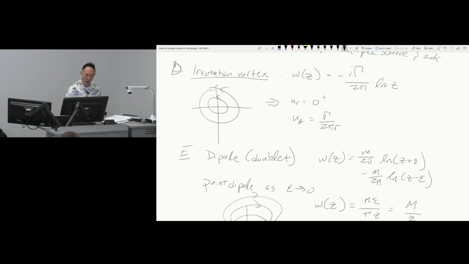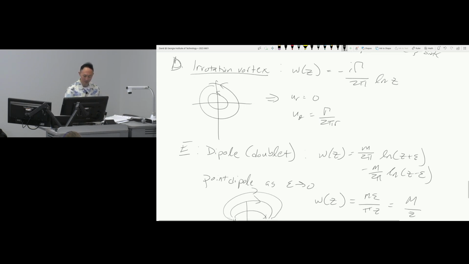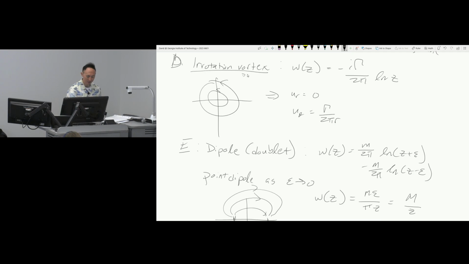So that's why we have U_r equals 0, and U_theta goes inversely with r. So this is the irrotational vortex, and this also satisfies that there's no vorticity, so del cross U is equal to 0. This is funny. It's called an irrotational vortex. That means irrotational, but there's still rotation.